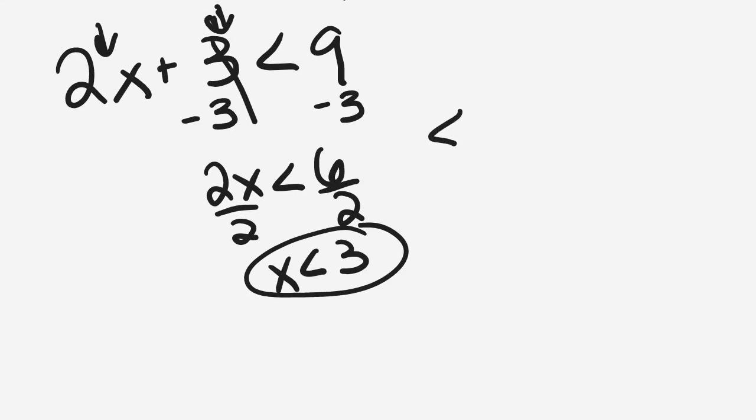And I think we have to graph it. So let's go ahead and do that. Here is 3. It's going to be an open circle because it does not include the 3. So our little bag is empty. 3 is not in there. And we want all the x's that are less than. So it's going to go that way. All right, next one.